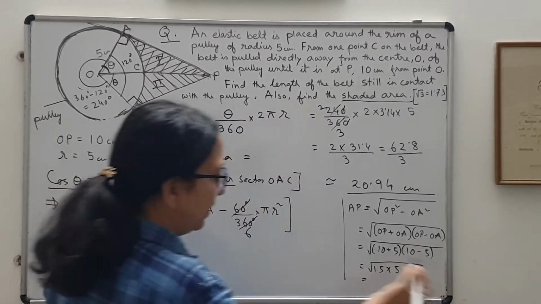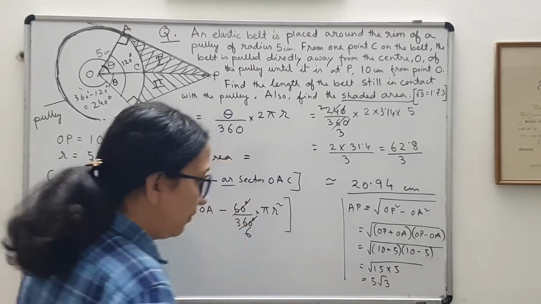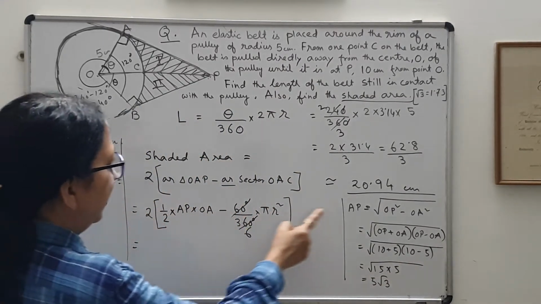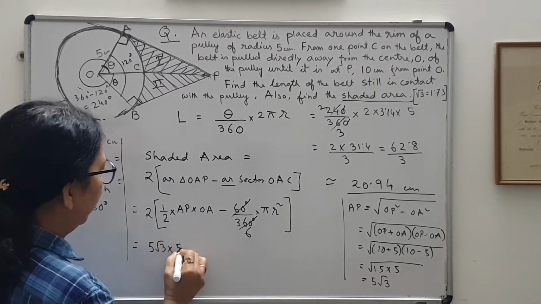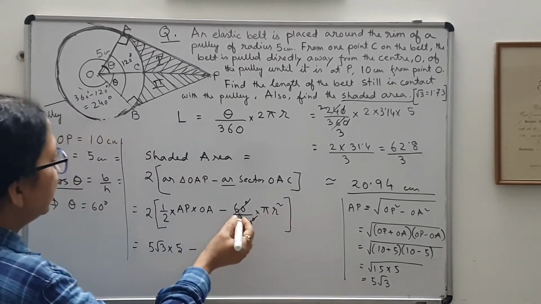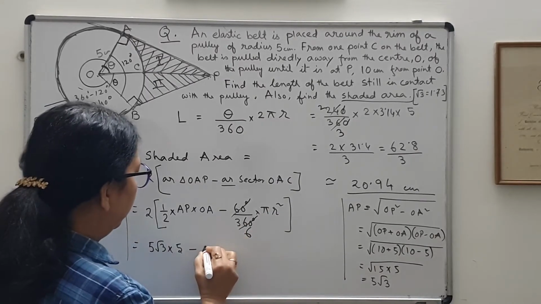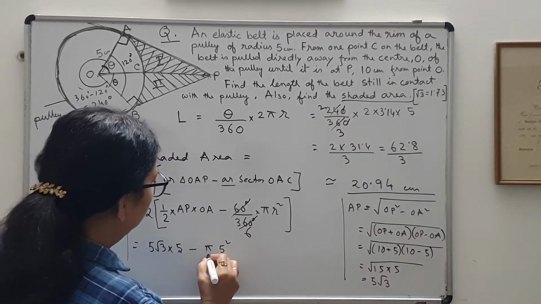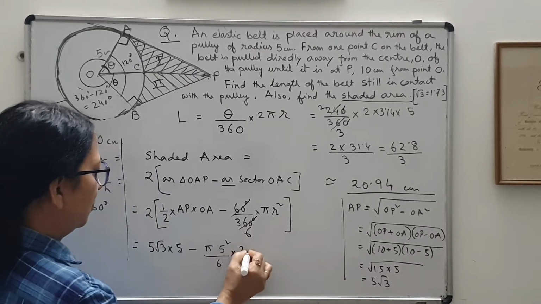So very easily we can find it out. 3 fives are 15, so 5 will come out as 5 into root 3. The 2 is getting cancelled, and AP is 5 root 3. OA is 5, minus. Now R square. This R is your 5. So then pi into 5 square upon 6. And there was a 2 there, so 2 and 6 can be 3.